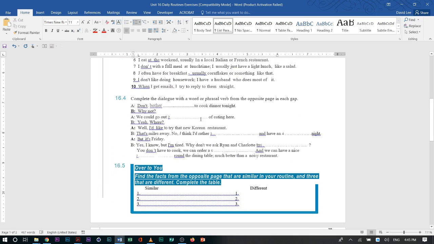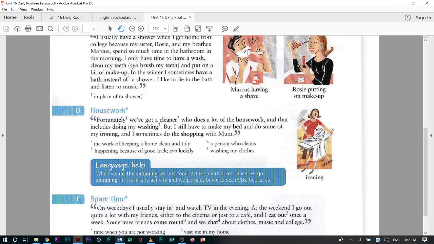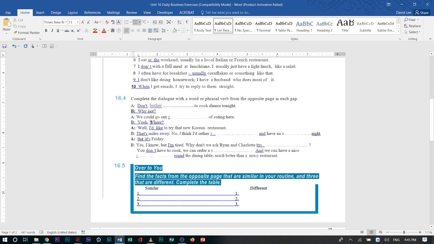For the next part right here, you are going to complete the dialogue with a word or phrasal verb from the opposite page in each gap. So for this, you are going to look at the reading right here and put a phrasal verb right here. We could go out blank of eating here. So what do you think? So for number 2, instead. This is the answer for you guys. I'll do number 2 for you. This will be instead. We could go out instead of eating here.